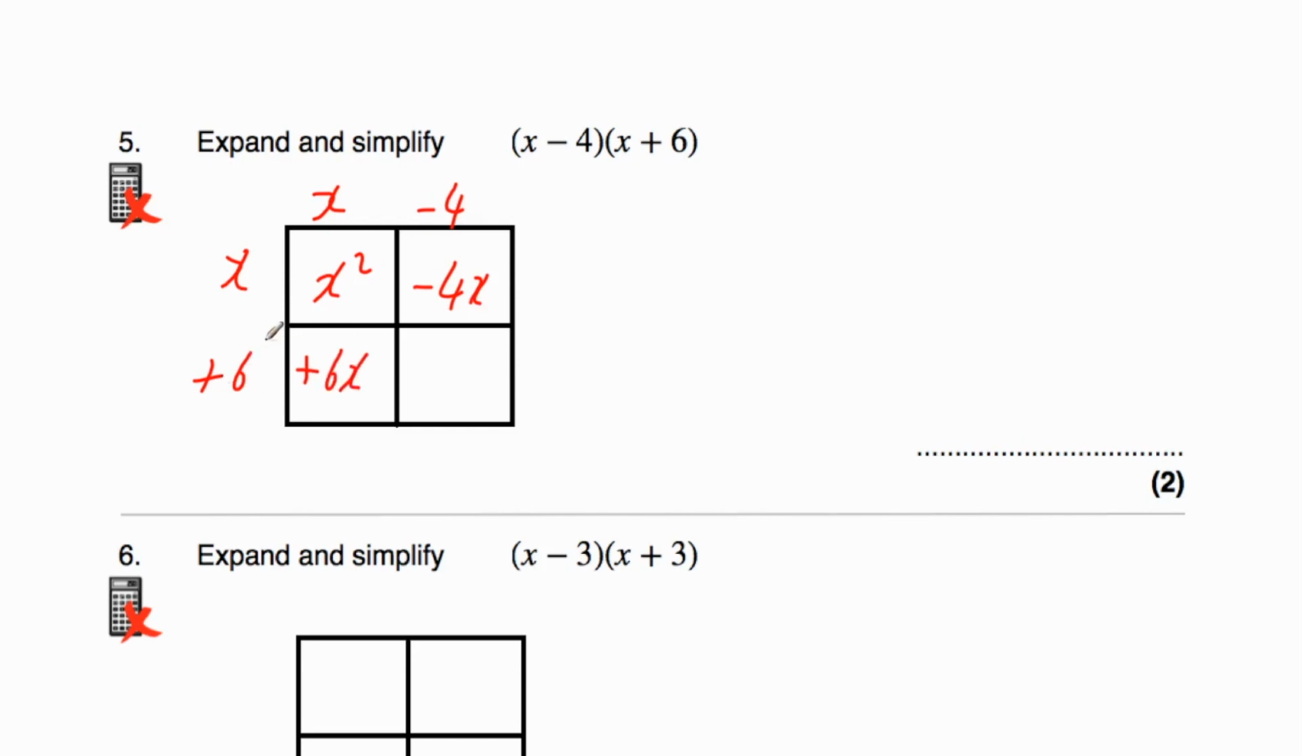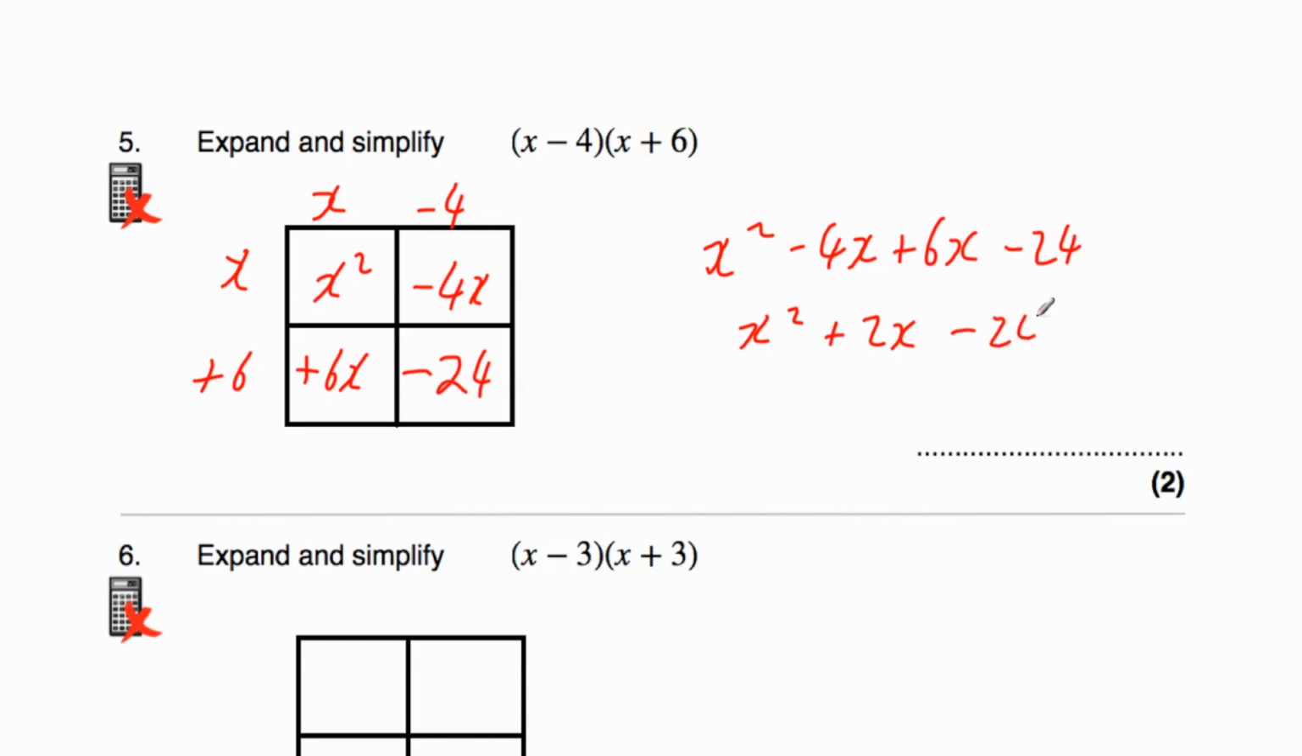And then negative 4 times positive 6, well, negative times a positive is a negative, and 4 times 6 is 24. So then our answer would be x squared minus 4x plus 6x minus 24. And then here we've got our minus 4x plus 6x. Well, minus 4 plus 6 would bring you up to 2, because minus 4 plus 4 is 0, plus another 2 would bring you to 2. So we've got x squared plus 2x minus 24. So that's our answer.